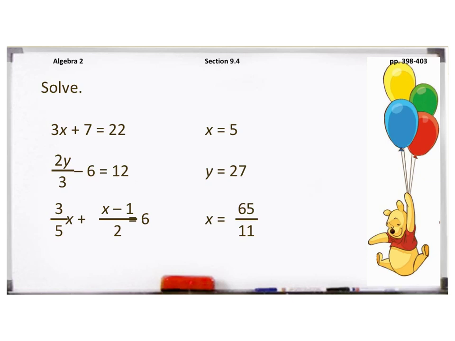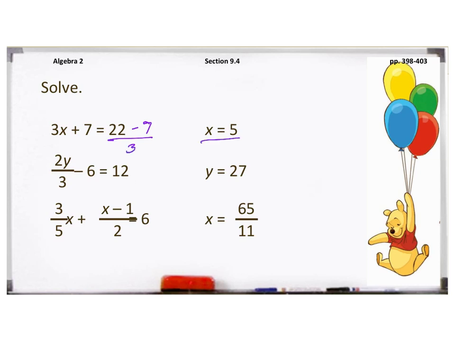The first one, simply isolate x, quite simple. Subtract 7 and divide by 3. So you get 15 and then divide by 3. We get 5. There we are.